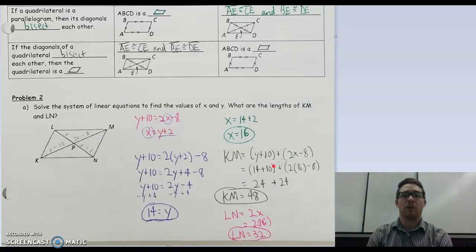So plugging in for both, we could find that each one is 24, and we could find that way km put together is 48.